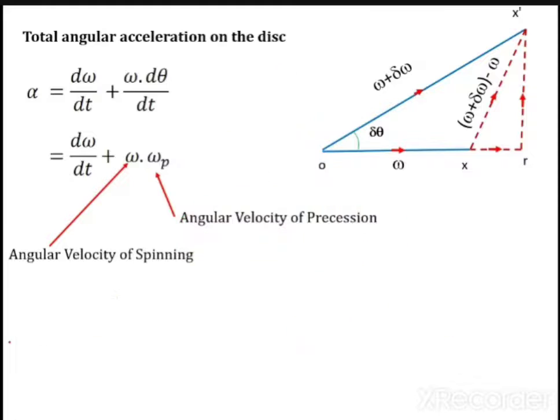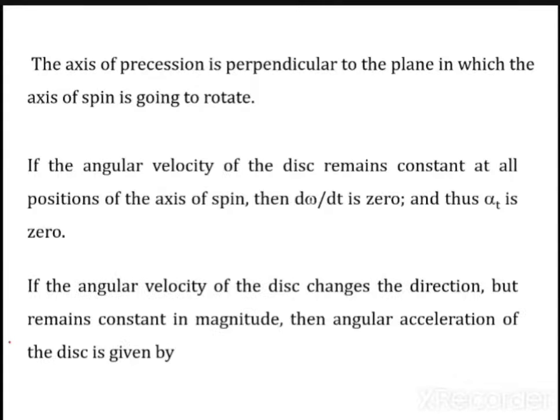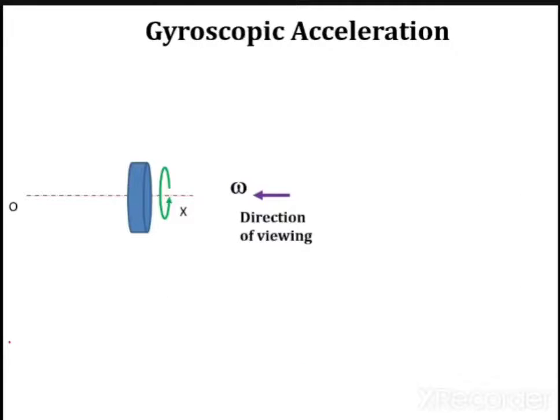Now you will ask me, sir, what is this omega p then? Can anybody tell me what is this angular velocity of precession? Anybody knows this? First of all, I will explain what is angular velocity of precession. Let us understand first what is omega p, and then I will move on to the next part. To understand omega p, again I will consider the same diagram.